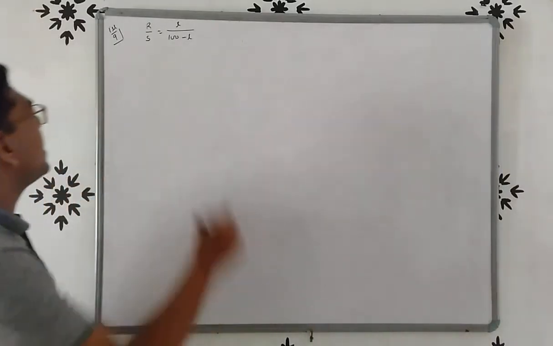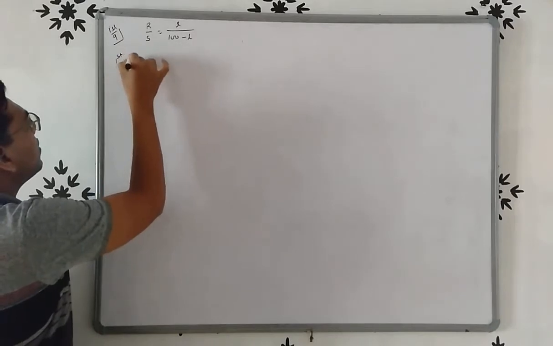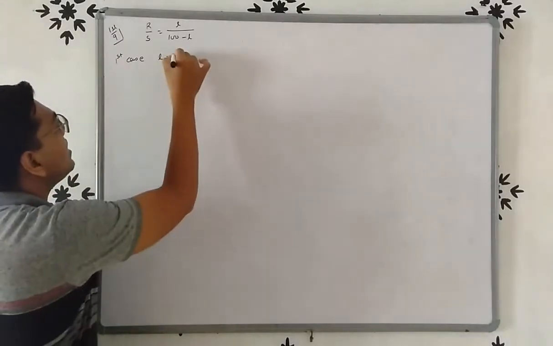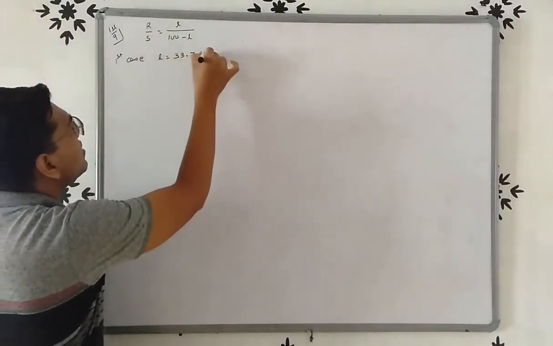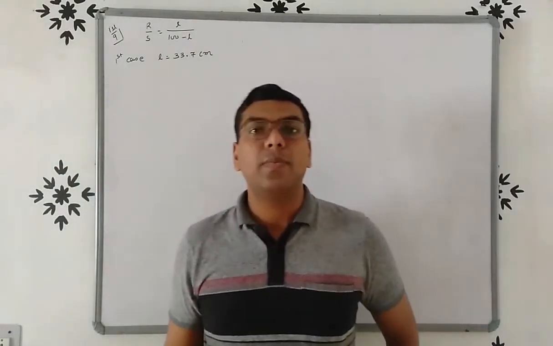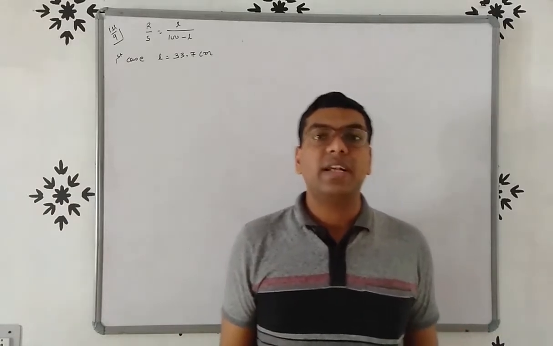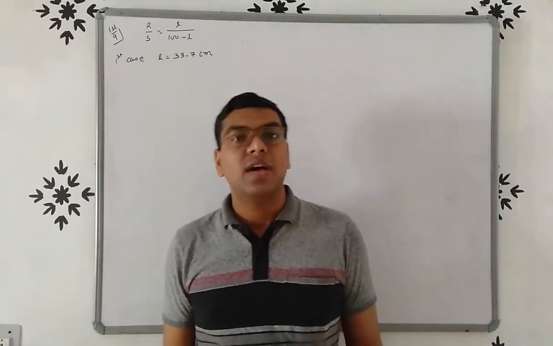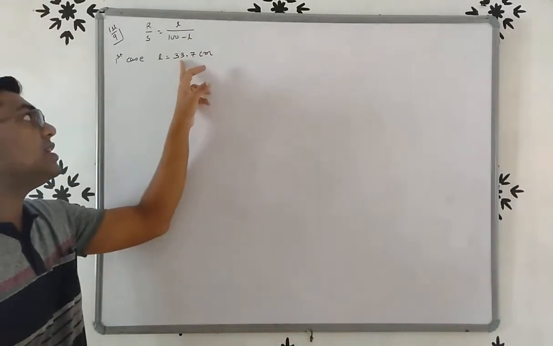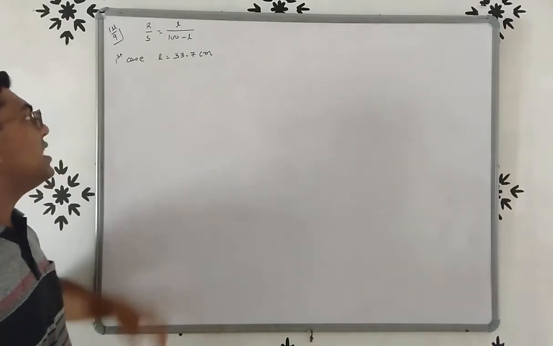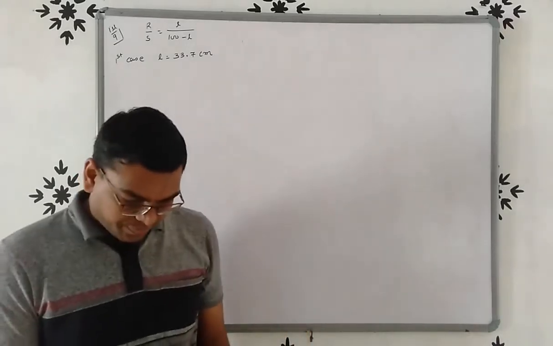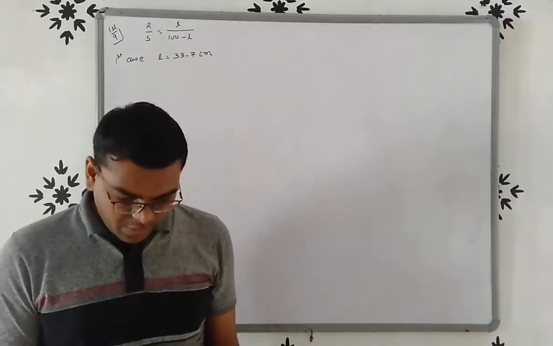So here in the first case, the null point is found at 33.7 centimeter. Now what is a null point? The null point is the point where the galvanometer shows deflection 0, right? So here we know the value of the null point, that is 33.7 centimeter. So L is equal to 33.7 centimeter.